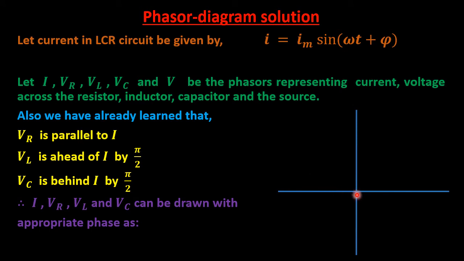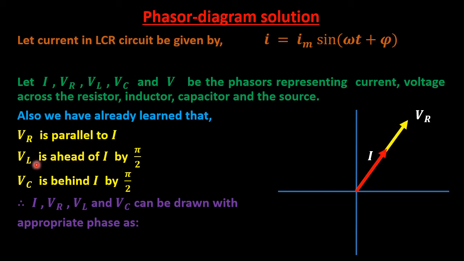All the phasors will rotate about the origin in the anti-clockwise direction. So according to the first point, VR is parallel to I. So let us draw the two phasors VR and I in the first quadrant, and the angle between VR and I is 0 as they are parallel to each other.